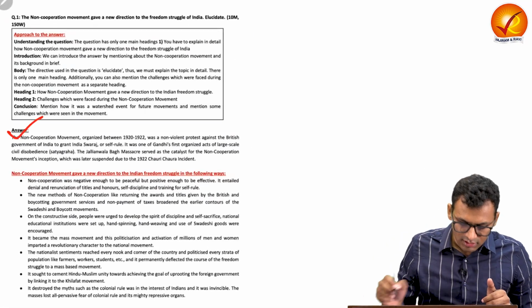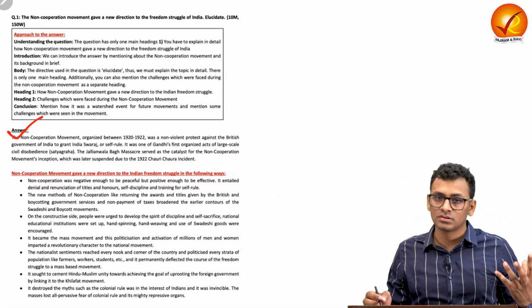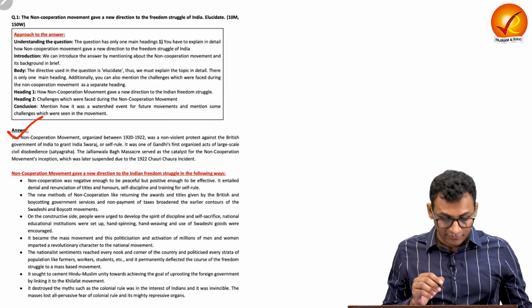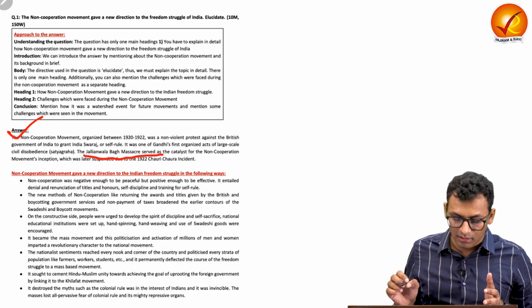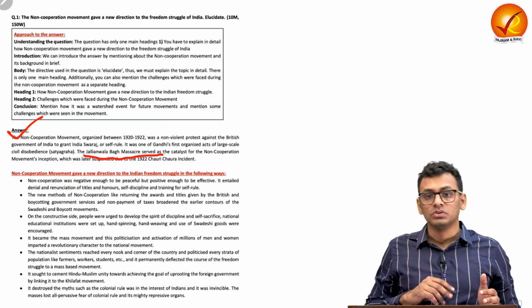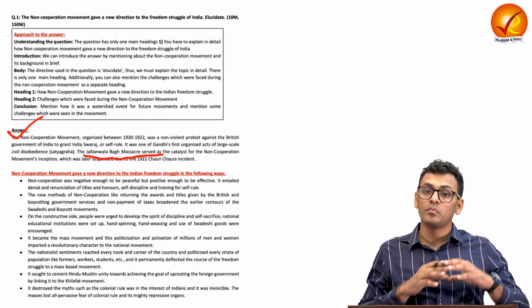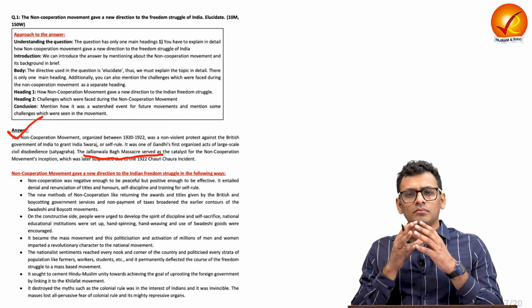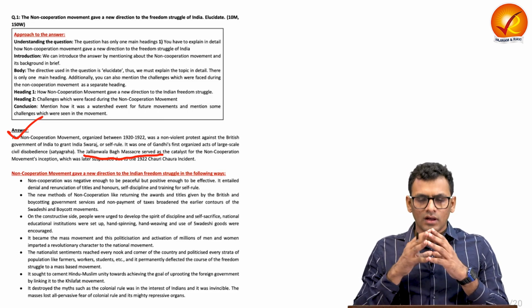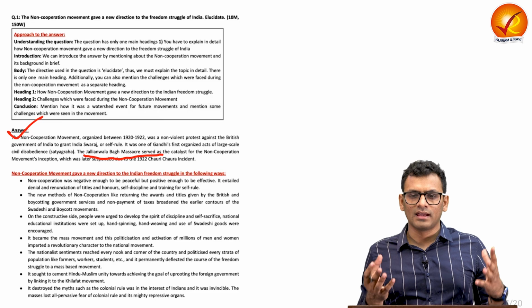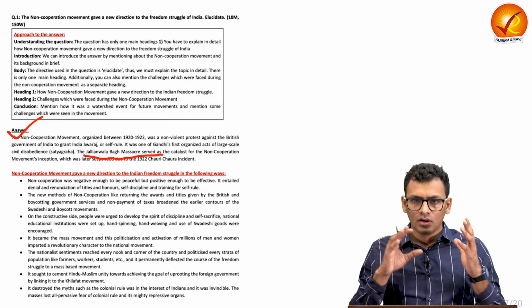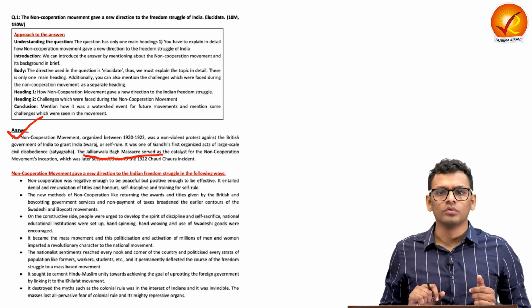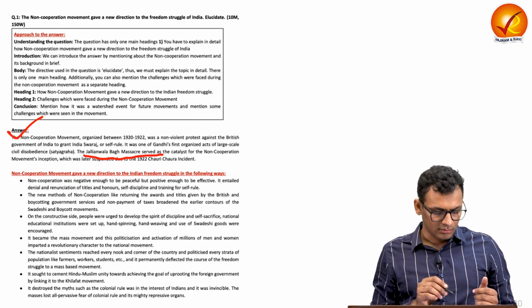Firstly, in the introduction, you can give a brief about the non-cooperation movement, talk about its significant features, and also talk about how it was set against the backdrop of the Jallianwala Bagh massacre. At the same time, you can also mention how, before the non-cooperation movement, the freedom struggle of India had a different kind of direction, and how the movement ensured that a directional change came, and thus proved to be a very impactful movement.